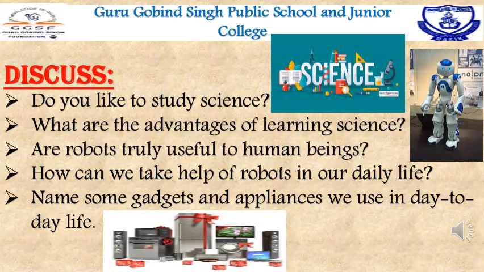Next question, name some gadgets and appliances we use in day-to-day life. There are many gadgets and appliances we are using in our day-to-day life. Some of them are washing machines, dishwashers, mixer grinders, gas stoves, television, that is TV, then water heaters. Like this we are using them in our day-to-day life.